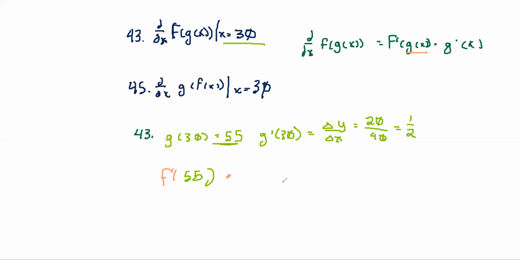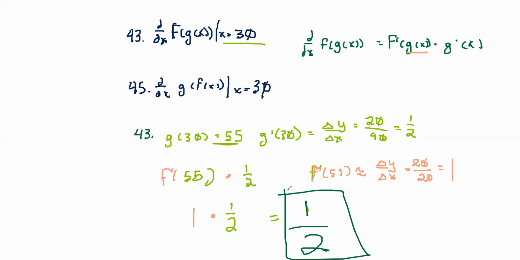Times g prime of 30, which is equal to 1/2. So f prime of 55, that's 20, 40, 60, 55. This is going to be f, I'm going to do this in pink. f prime of 55 is approximately equal to delta y over delta x, delta x is 20. This is going to be equal to 1. So this is 1 times 1/2. So the answer to 43 should be 1/2.